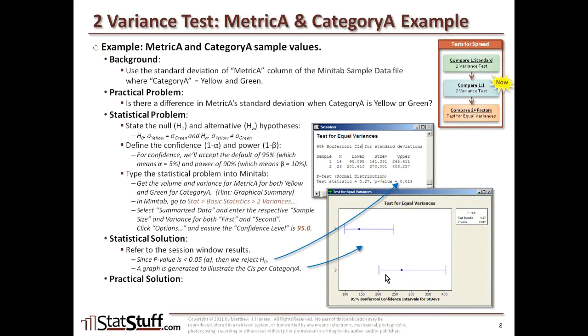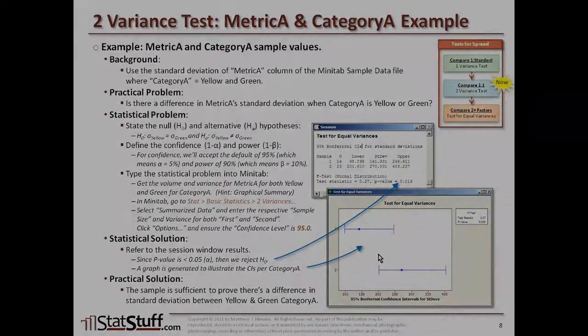So as a result, in how we interpret this practically, we're saying the sample that we have is sufficient to prove that there is a difference in the standard deviation between yellow and green part of category A.